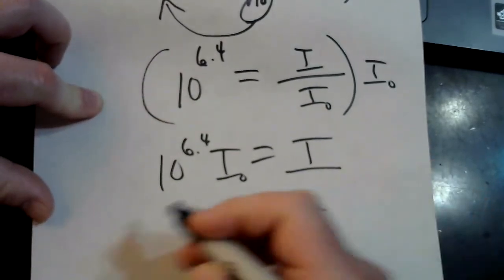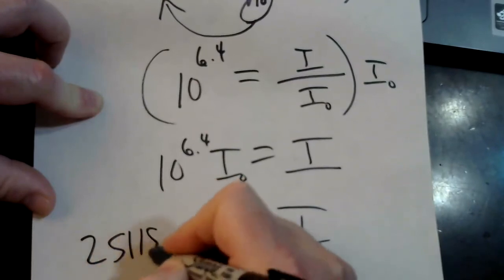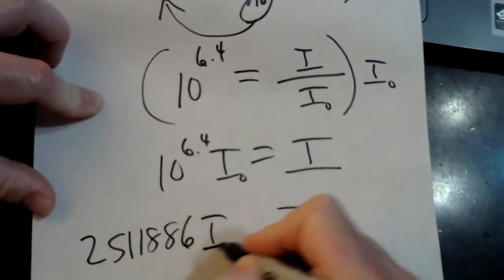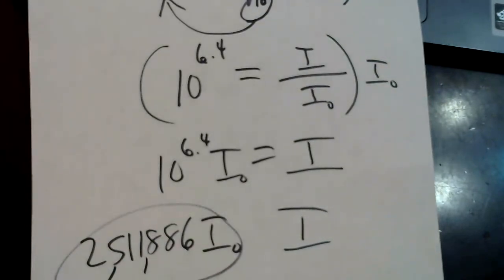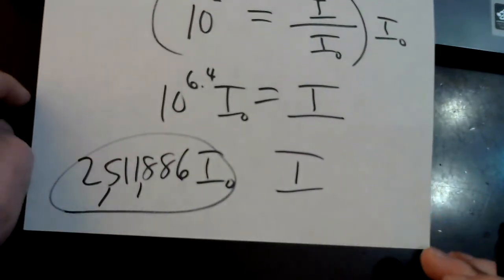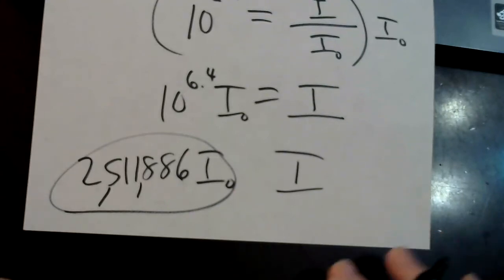And you probably should plug that into a calculator. I think they want you to, the 10 to the 6.4. But I get this huge number. And I believe they want you to enter that entire number. I'm not sure you have to enter the I0 part. I don't think you do. So that should do it for this video. That was section 5.2.